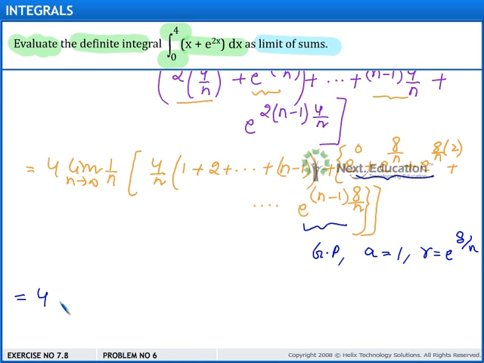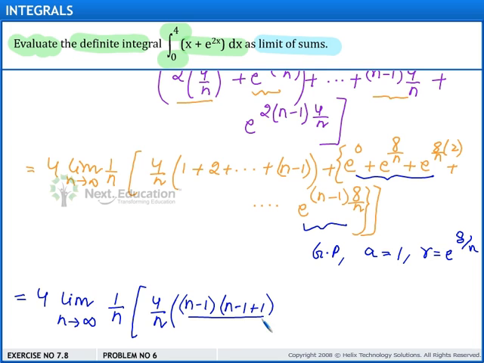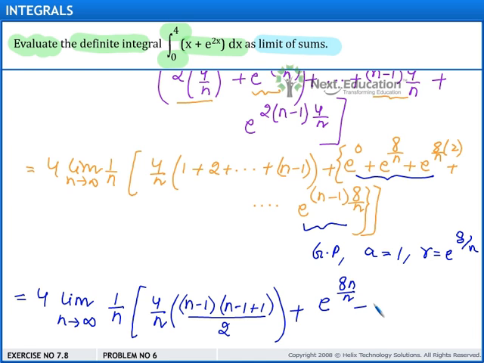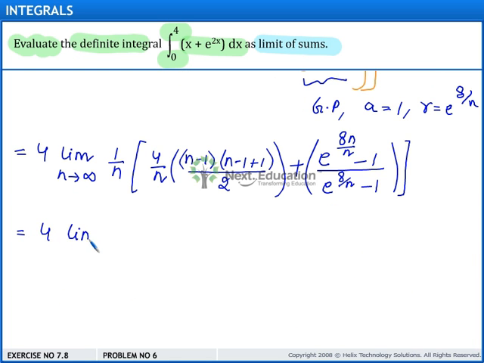Therefore this can further be written as 4 times limit as n approaches to infinity 1 upon n into, now the sum of first n minus 1 terms is n minus 1 into n minus 1 plus 1 divided by 2 plus exponential raised to the power 8n upon n minus 1 divided by exponential raised to the power 8 upon n minus 1, and this is equal to 4 limit as n approaches to infinity 1 upon n.